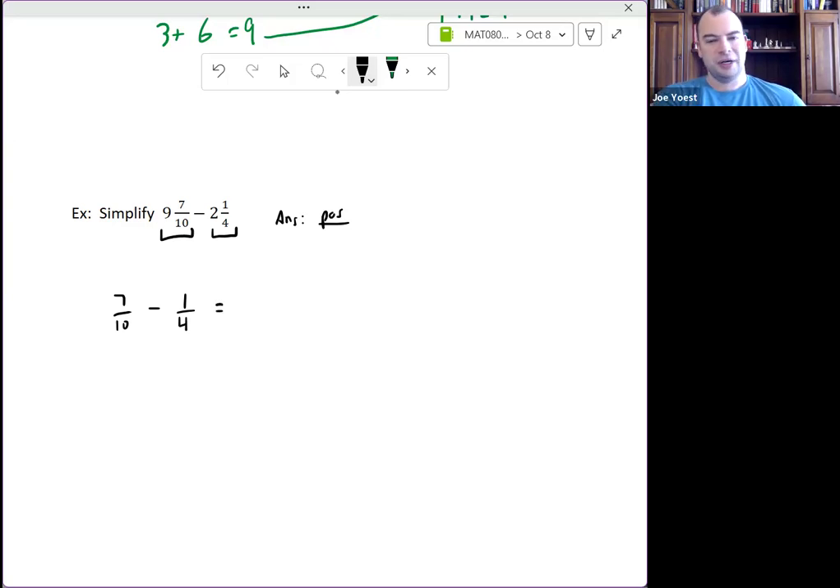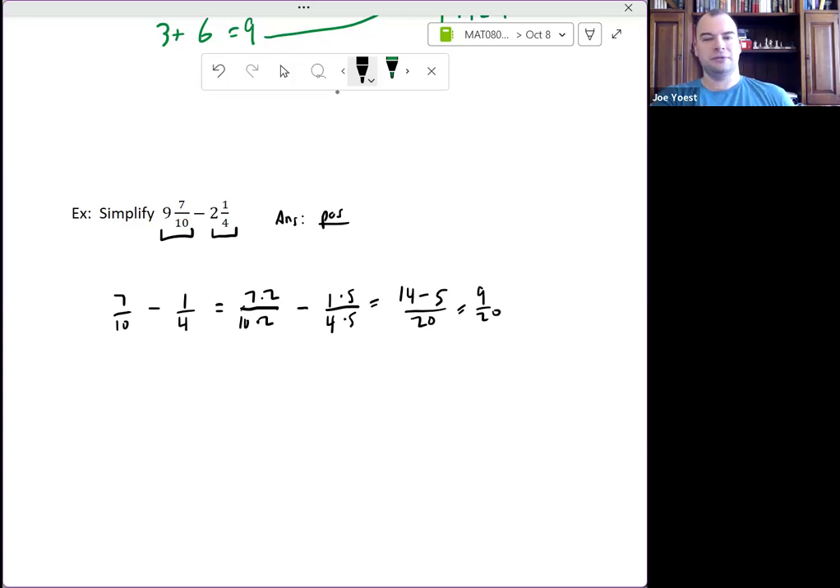My lowest common denominator here is going to be 20, because 10 times 2 is 20, and 4 times 5 is 20. So 10 times 2 is 20, so I multiply top and bottom by 2 for that fraction. And 4 times 5 is 20, so I multiply top and bottom by 5. This gives me 14, 7 times 2, minus 5, 1 times 5, over 20, 9 over 20 for my fractional part.